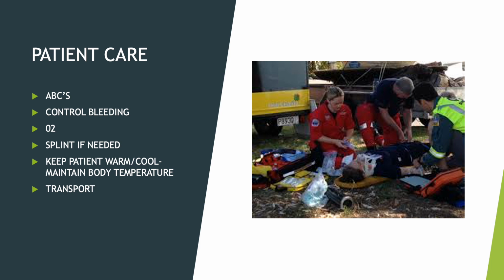We want to make sure that we're giving them oxygen. If we need to splint, so I had mentioned that you might have a musculoskeletal injury, that splinting will help control that bleeding. Make sure that we are maintaining our patient's body temperature, and then get your patient ready for transport. If you think this is a patient that needs ALS care, make sure that you start your BLS care, but get that ALS team coming in right away.